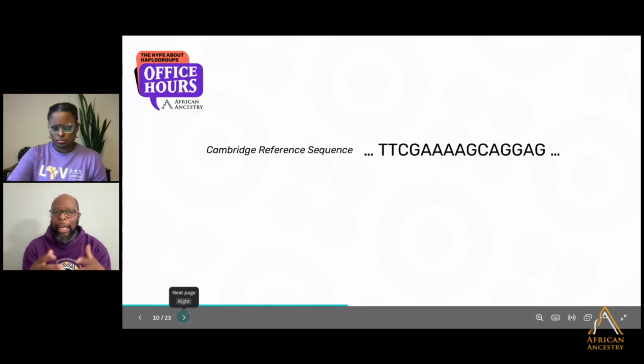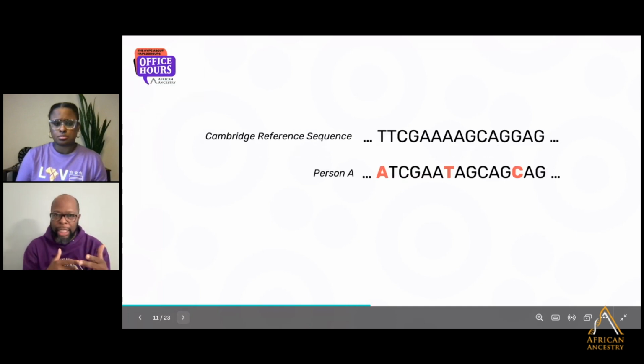Anyway, there's nothing special about the sequence. It's just a particular person that they picked and used as a reference sequence. Every other sequence is then compared to this sequence. And if there are any differences in the sequence, that's what's known as a genetic variant. A variant is just a change in the DNA.